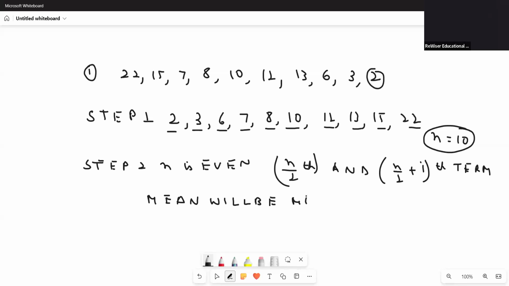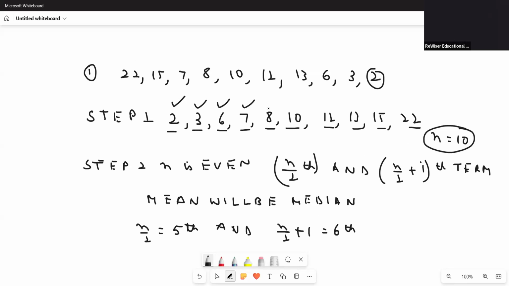So what does that mean? It literally means that since the value of n is 10, n by 2 is the 5th term. And n by 2 plus 1 is the 6th term. So I'll check: this is the first term, second term, third term, fourth term. Now that's my 5th term and that's my 6th term. So I will take the mean of these two. That means 8 plus 10 divided by 2. So the median of this distribution has to be 9. So the median here is 9.